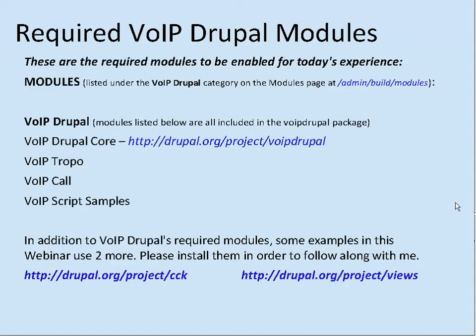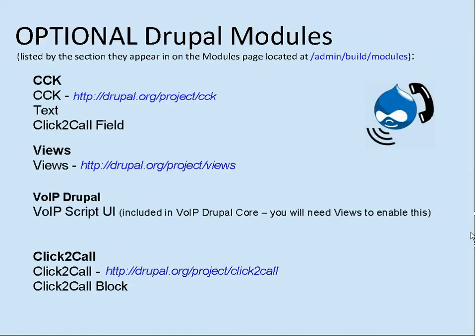These are the VoIP Drupal modules in your list on your admin page. If you navigate within your admin screens to the VoIP Drupal section, you'll notice these are all in an area called VoIP Drupal in the section of your admin modules page. You want to enable VoIP Call, VoIP Drupal Core, VoIP Script Samples, and VoIP Tropo.